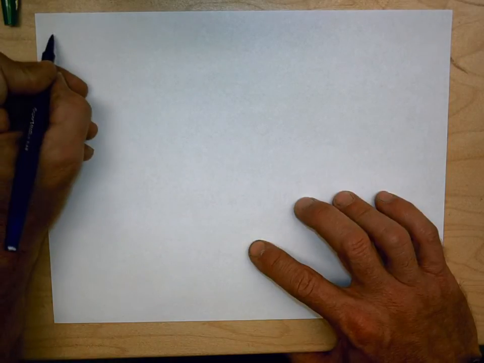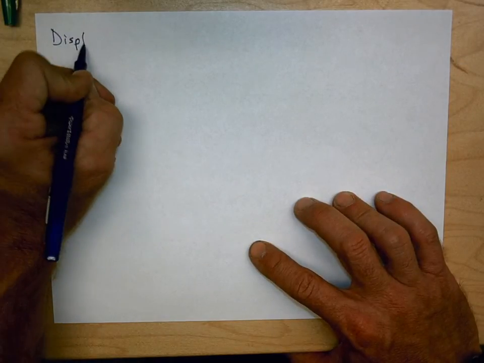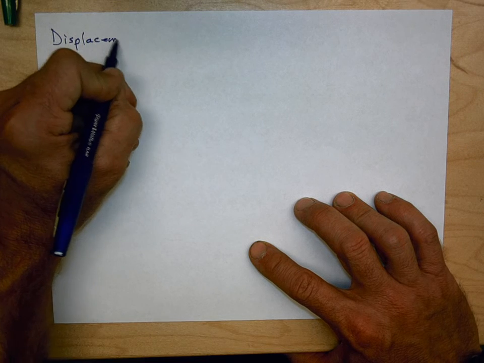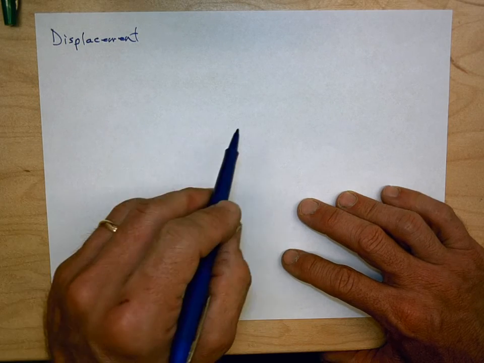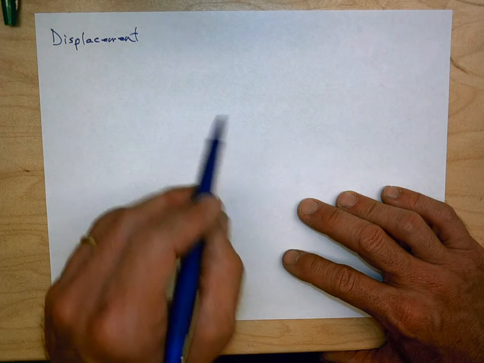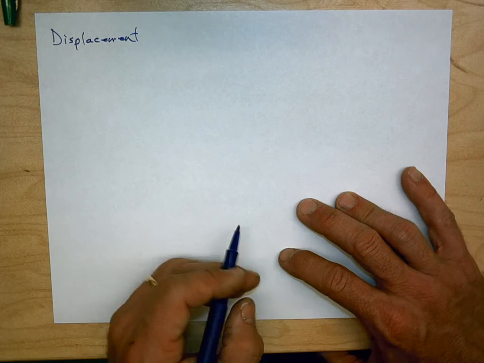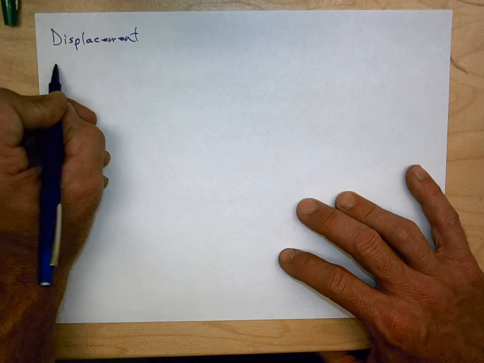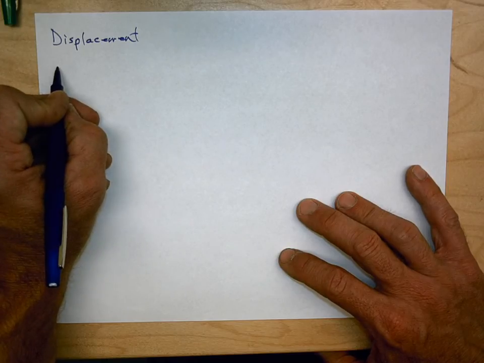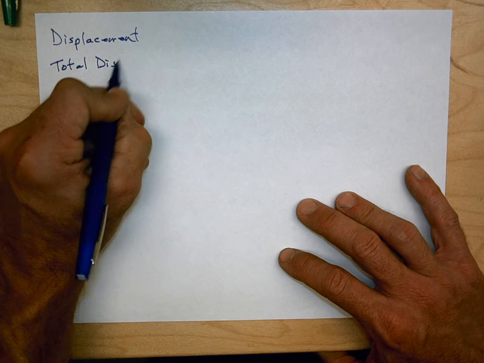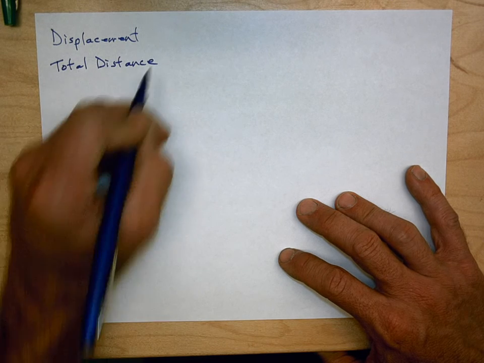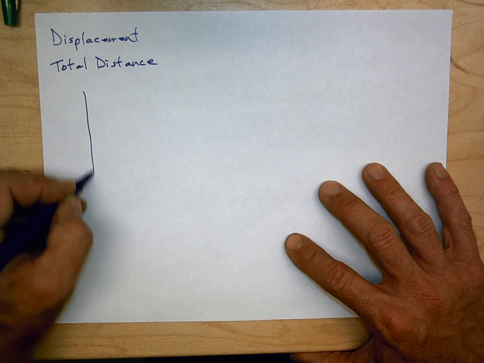I want to talk about the difference between displacement and total distance. So if we continue along this idea of velocity being the derivative of our position function, or the position being the antiderivative of velocity, we can think about displacement or about total distance. All right, and I want to talk about the difference between these two. So I'm going to use just a graphical example.